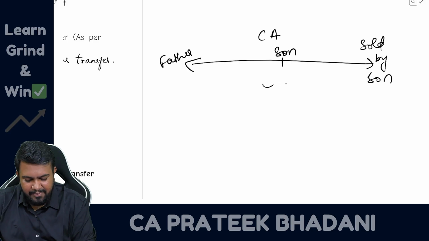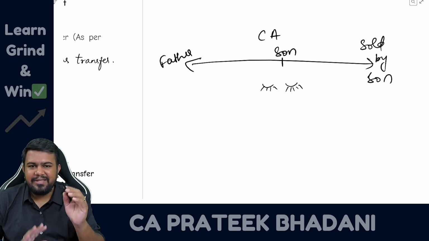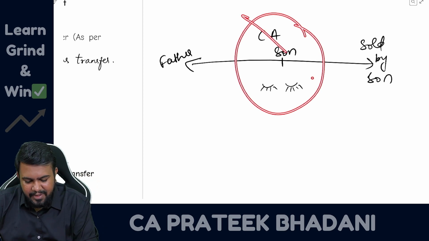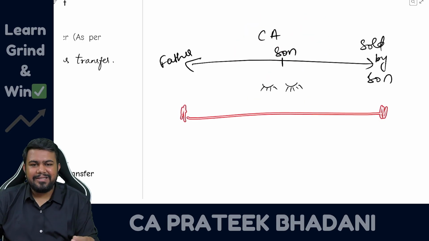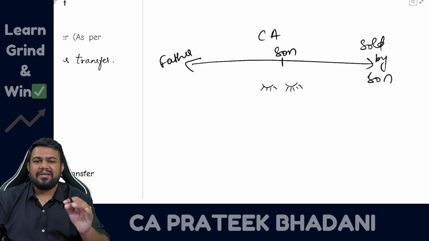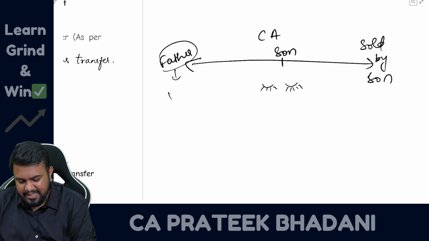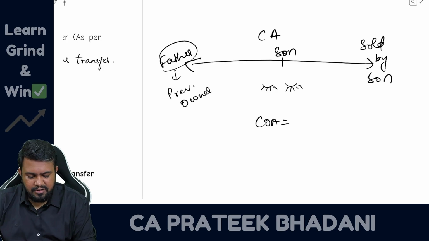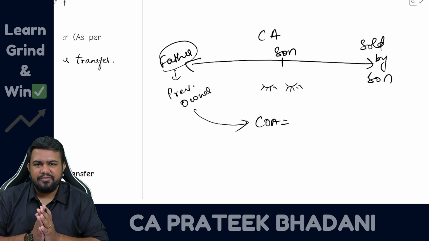So in this case, what will happen? Whenever this type of transaction is happening, the Income Tax Act will close its eyes. So it means what? As per the Income Tax Act, nothing has happened here. It will see the transaction only from father to sold by son directly. It will not see the transaction which has happened in between, that is the transaction of gift. Fine. That is why this father who is considered as previous owner, the cost of acquisition will be taken from previous owner itself. From previous owner itself you take the cost of acquisition.